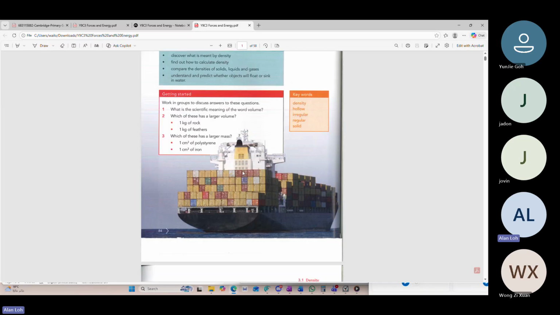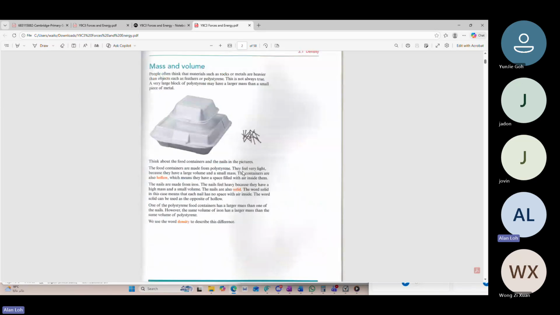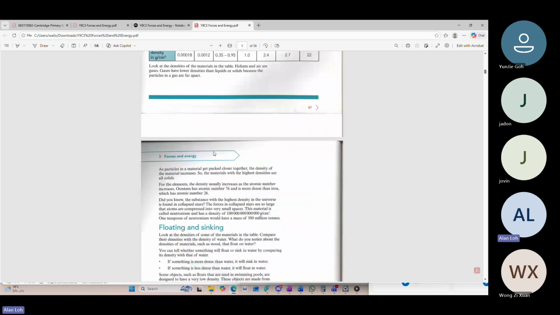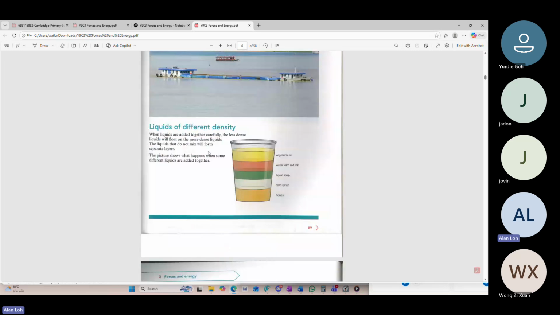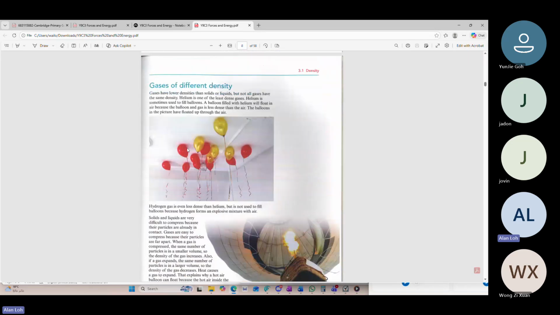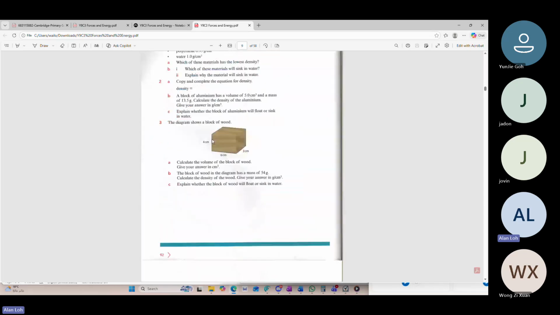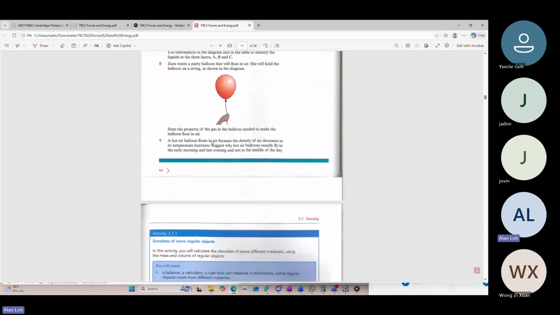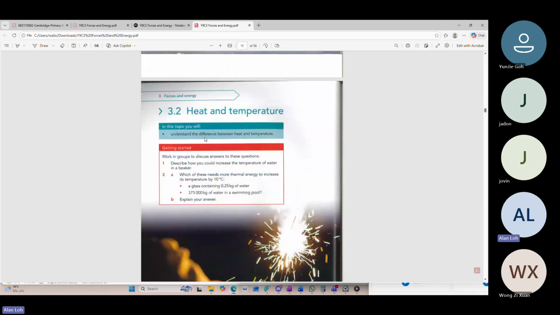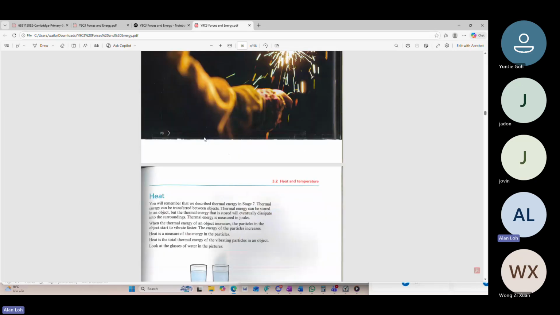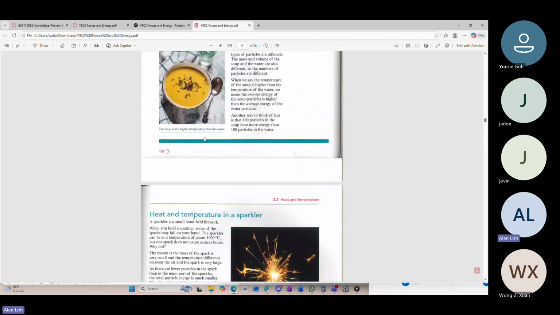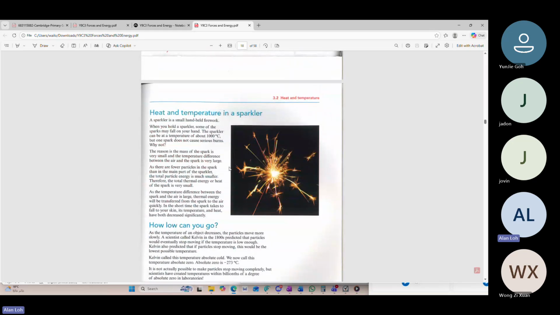As you can see, if I go down quickly, it's talking about almost the same thing that we learned just now. The volume, the mass, the density, right? Then the floating and sinking, and the liquid with different layers, gas and liquids, gas of different density. Then also, these are the question and answers, experiments. Then drawer number 2, now we are going to drawer number 2, heat and temperature. And drawer number 2, you know what are those inside? The heat, the expansion of heat, the expansion of temperature, then this sparkler.